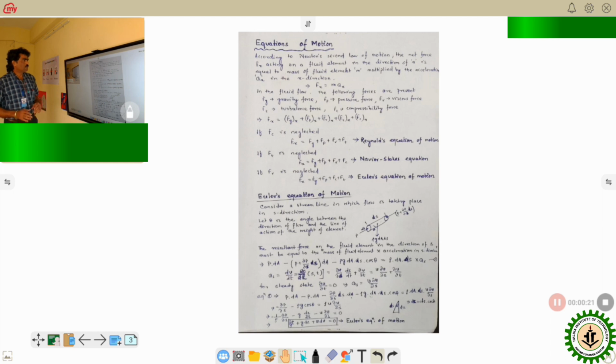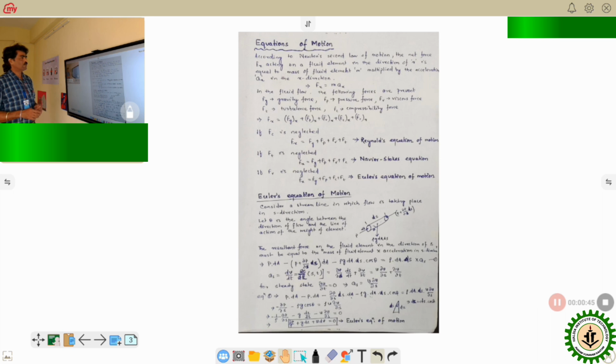Normally we know from Newton's second law that force is equal to mass into acceleration. According to Newton's second law of motion, the net force acting on the fluid, let it be in the x direction, Fx acting on the fluid element in the direction of x, is equal to the mass of the fluid and the acceleration in that x direction. So Fx is given by m into ax.